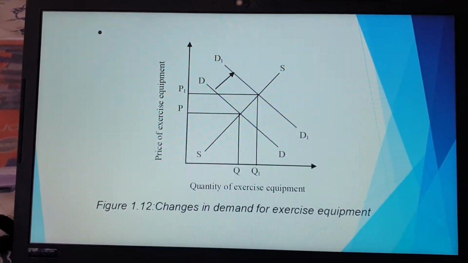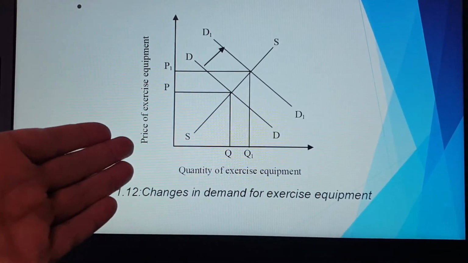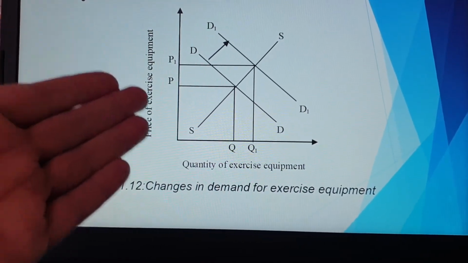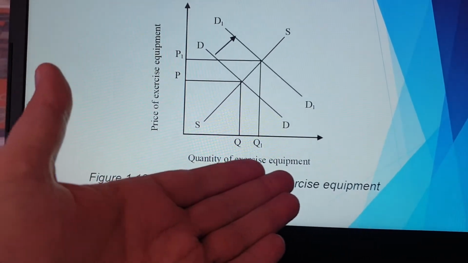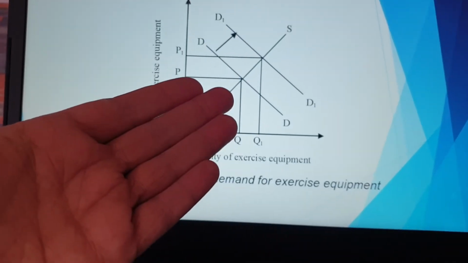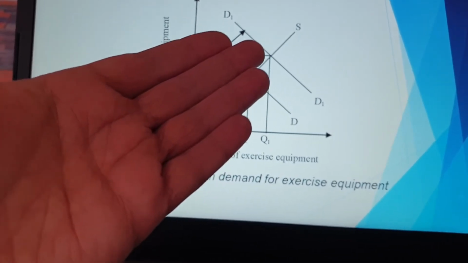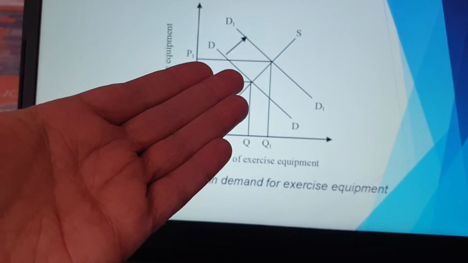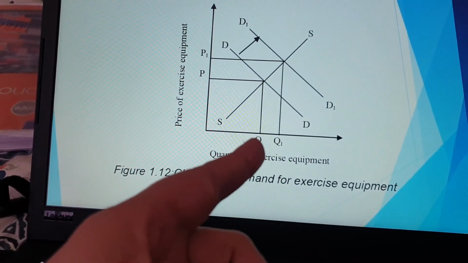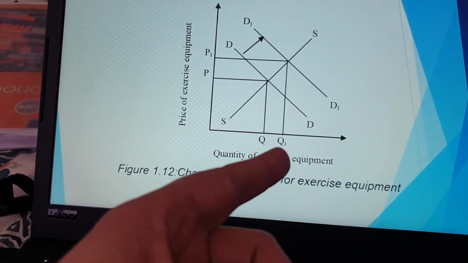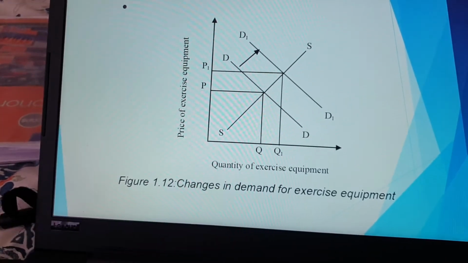Okay, so on a graph it will be illustrated as follows. On my vertical axis I will have the price of exercise equipment. On my horizontal axis I will have the quantity of exercise equipment. So what happens here? There's a quantity demanded of exercise equipment that increases. So it means it will shift out from DD to D1, up to the right hand side. So if you look, quantity increases from Q to Q1, and then also the price from the supply side will increase from P to P1.